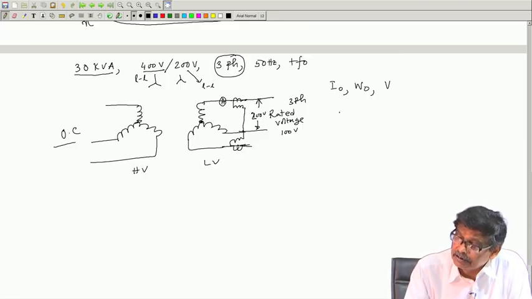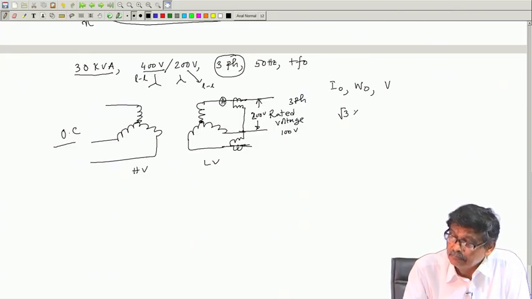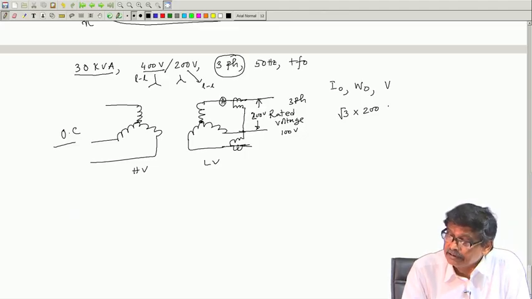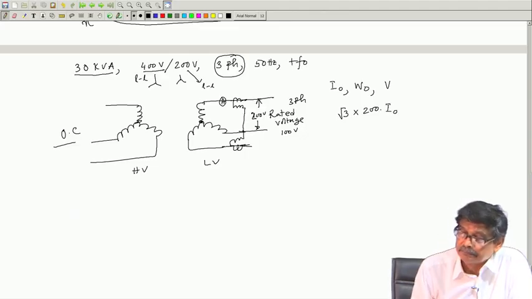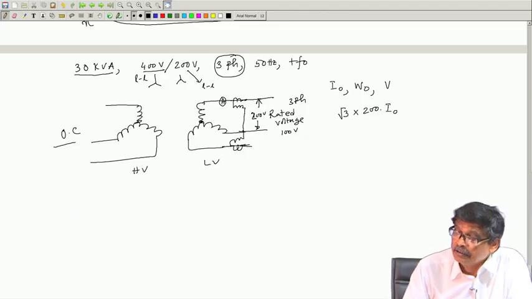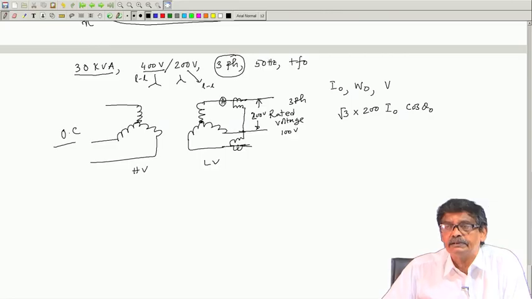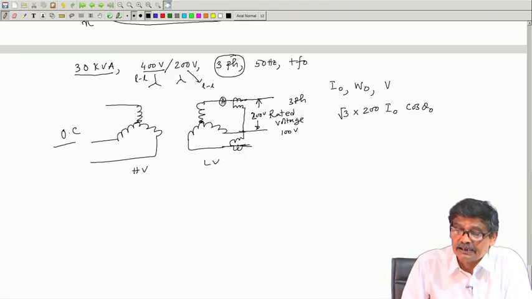How is it calculated? First thing is root 3 VLL, this ammeter rating I naught, the no load current it will draw, into cosine theta naught. During the open circuit test only the core loss matters. Copper loss we neglect because no load current is very small, maybe 2 to 5% of the rated current.